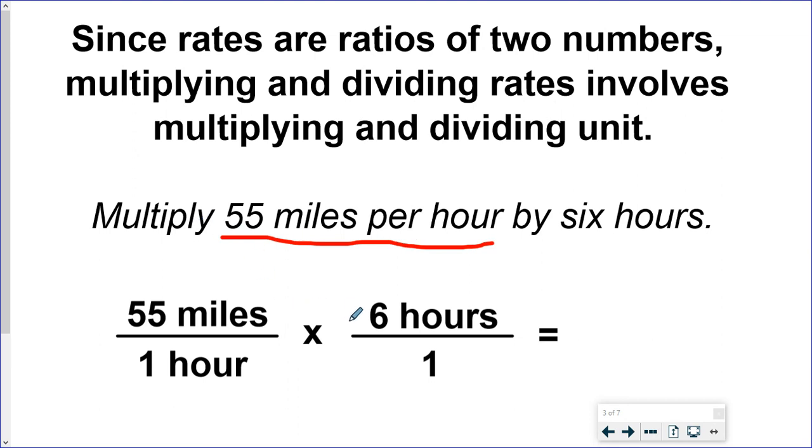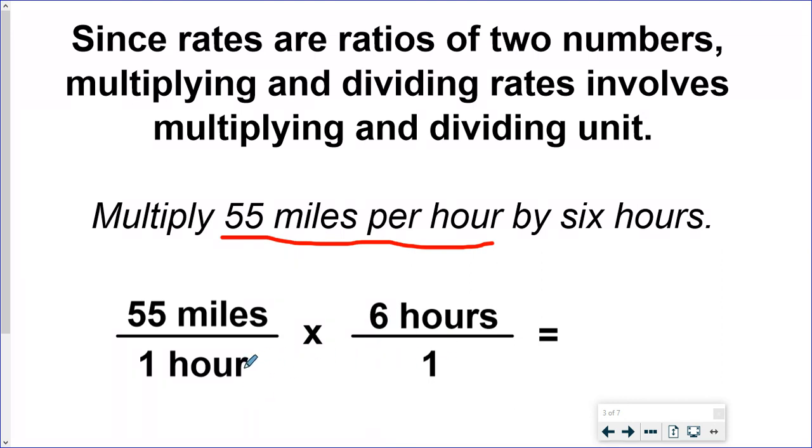Now it told me to multiply, so I need to put the multiplication symbol in there. And I'm going to do that by 6 hours. So I'm going to multiply by 6 hours. And again, it's kind of like multiplying fractions. I have to put it over 1. Okay. Again, there's nowhere for me to reduce before I multiply as far as the digits are concerned.